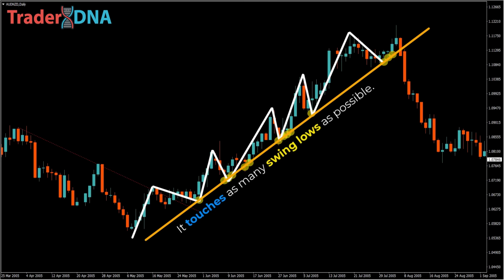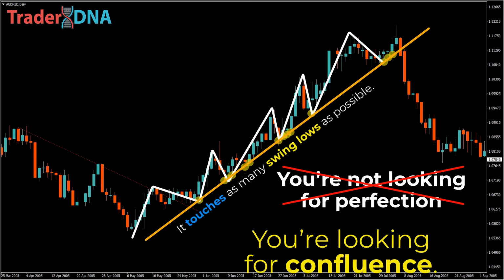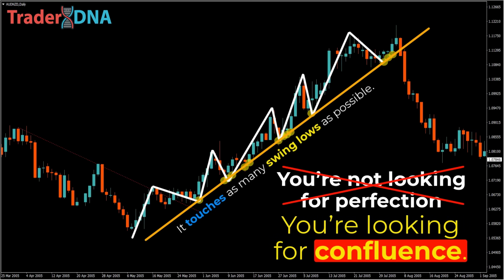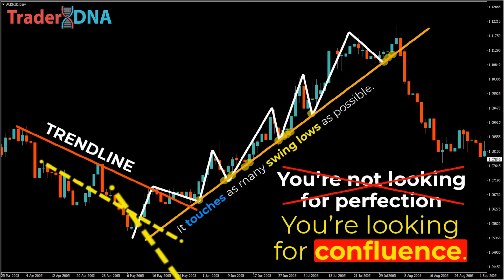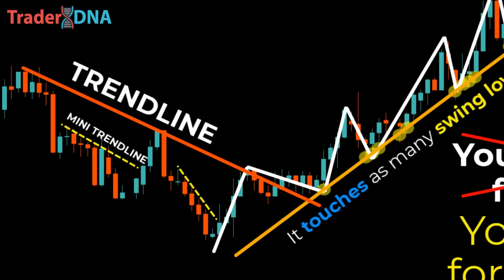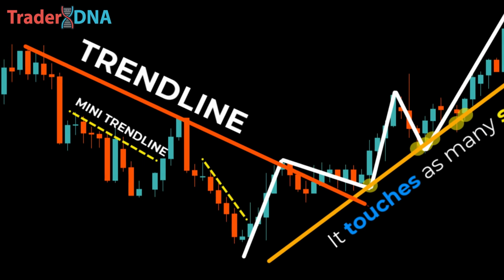It's not a laser line. Instead, it should be treated as a general area, much like how we treat support and resistance zones. Think of it this way. You're not looking for perfection. You're looking for confluence. You're identifying a zone where price tends to react, not a precise number that price has to hit. And that's how you draw a trend line that actually works in real-world trading, not just something that looks good in theory.